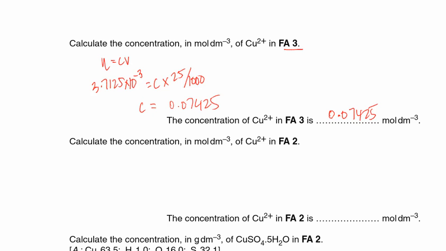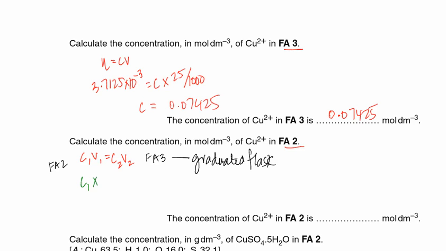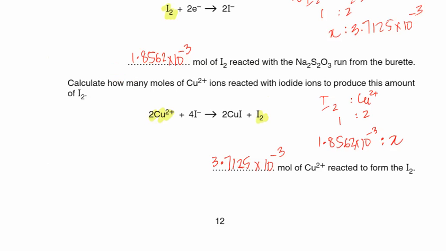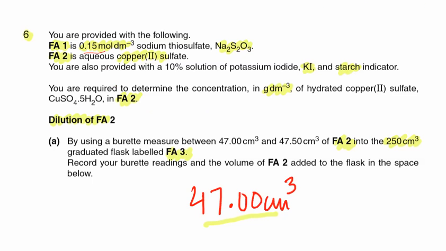Now they want me to find FA2. Same solution. That means dilution. That means graduated flask. That means C1V1 equals C2V2. C1 is your FA2 and this is your FA3. This is found in the graduated flask. Now, what's C1? We don't know. We know the volume that was diluted initially. The volume that was supposed to dilute, let me go back, it's 47.00 of FA2.